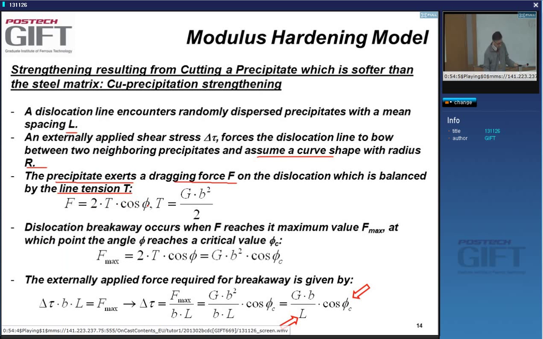2T sine phi, where T is the line tension, and we can write it as Gb squared over 2. We also know that this is not perfectly correct, because it will depend on whether we are looking at a screw dislocation or an edge dislocation, but we'll just use this for the time being. And when I have breakaway, that's when this angle reaches a critical value, phi c. If I substitute the formula for T in here, I get this equation. So F max is Gb squared cosine phi c.